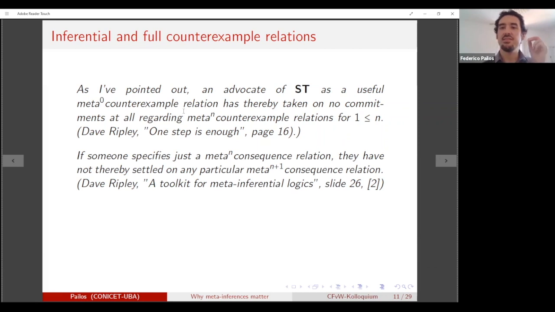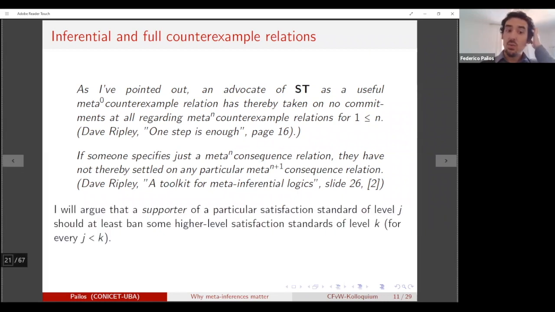So the first quote just states his point for the first level. He says, well, one can be committed to ST being the correct logic for inferences, and not have any commitment at all regarding which meta-inferences are valid. And the second quote just extends this point to every level. One can be committed to a particular satisfaction standard of level n without taking any commitment at all regarding the next level. So I will argue that a supporter of a particular satisfaction standard of level n should say something about, or have something in mind, or ban at least some higher level satisfaction standards in order to avoid triviality.